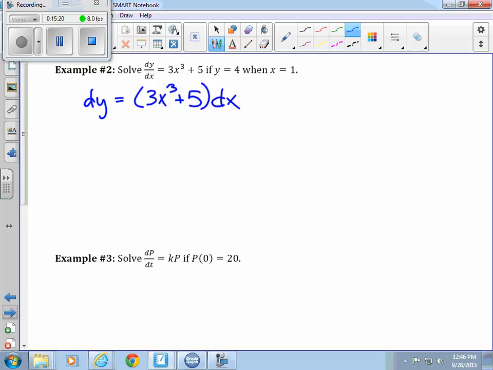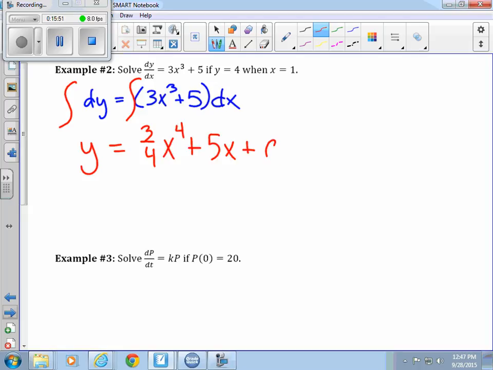I'm going to set equal to that. Integrate both sides. Am I going too fast? Pretty good. Integrate both sides. So I get y. Everyone does know that the integral of dy is y. I'm okay with that. So there's a 1 there. So I get 3/4 x to the 4th plus 5x plus c.